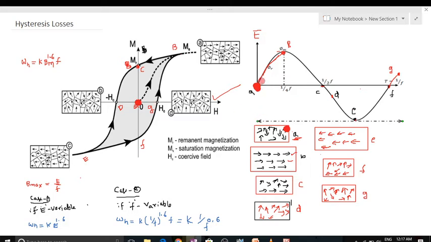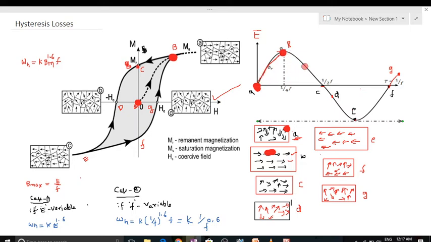Now if the external force increases in this direction, A to B, the domains will align in a particular direction like this. If the domains are in random directions, they occupy less place. If the domains are in a particular direction, they occupy more place. So this is at point B.